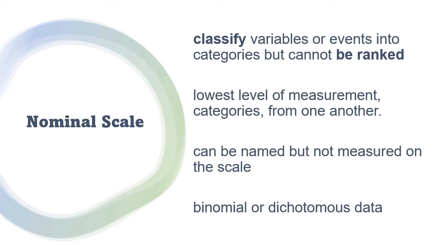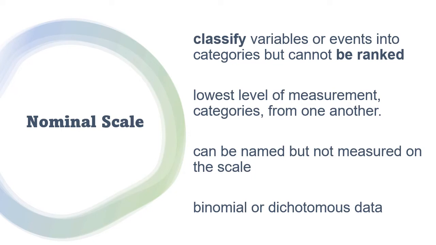A variable in nominal scale is classified into categories. These are variables or events that are broken into categories but cannot be ranked. A very good example would be sex. When I say male or female, I could not say that male is better than female, and I could not say that females are better than males. So it could not be ranked. It is considered to be the lowest level of measurement.